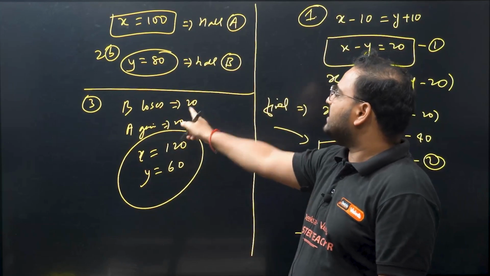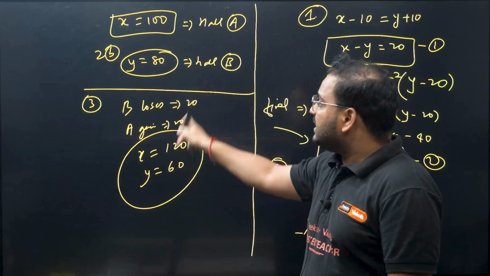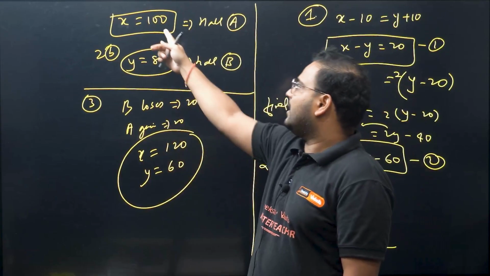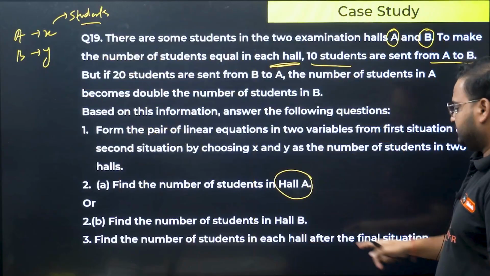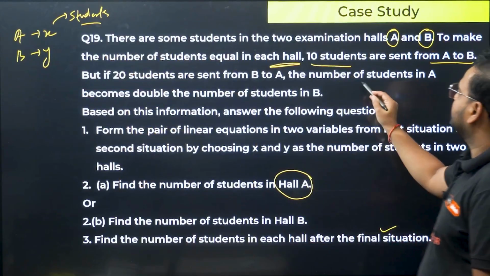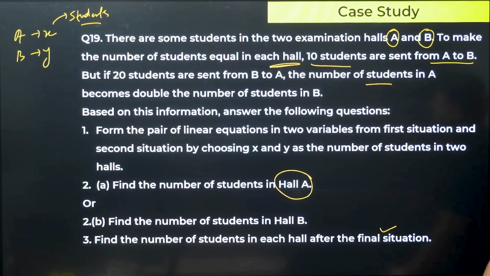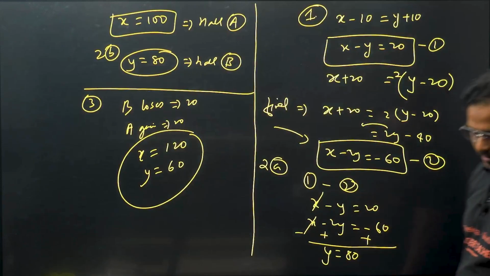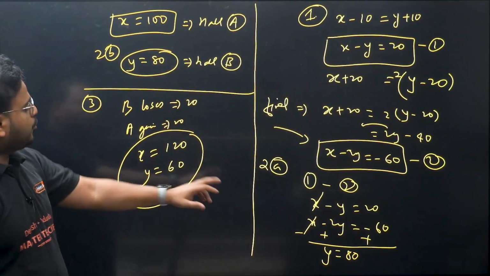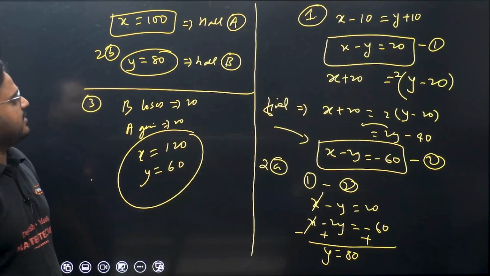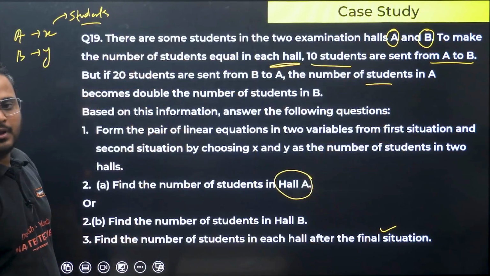B loses 20 means 80 minus 20, and A gains 20 means 100 plus 20, so 120. This is the final number of students in both the halls. Final condition in both the halls. Please check. Clear? Okay. Got it? Done. 1, 2A, 2B and 3 is over. Case study is solved.